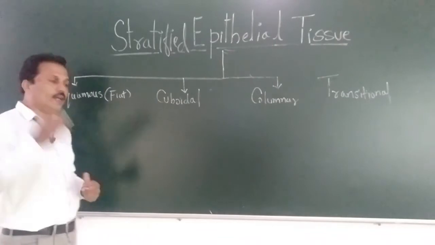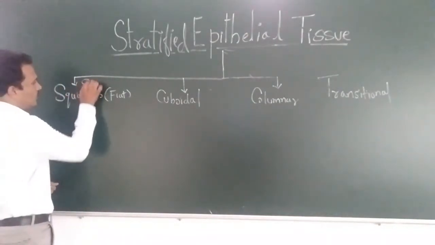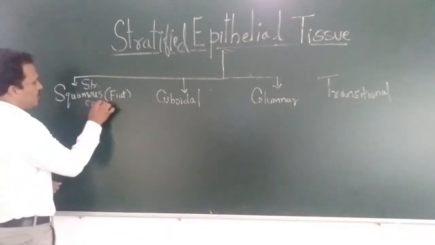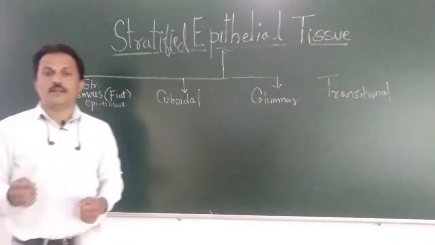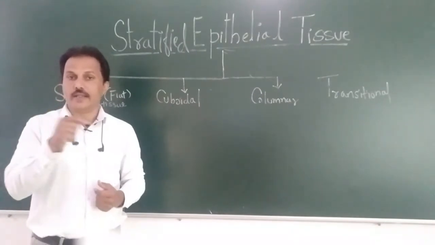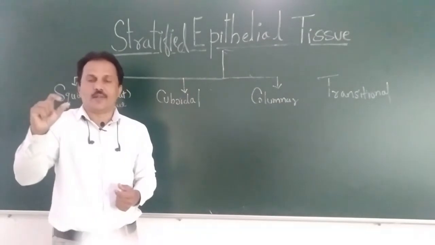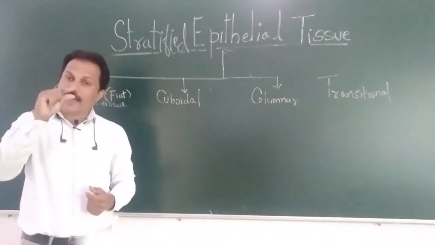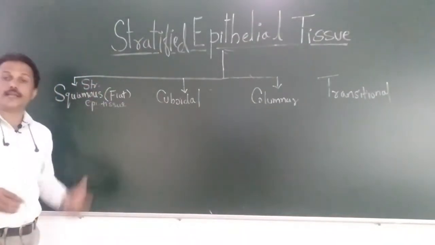The very first one is squamous, or we can call it stratified squamous epithelial tissue. What does it mean? Here you will find the shape of the cell is squamous: irregular, flat cells, polygonal, hexagonal or slightly irregular in shape, but flat. That is what squamous means. Stratified means more than one layer of cells.